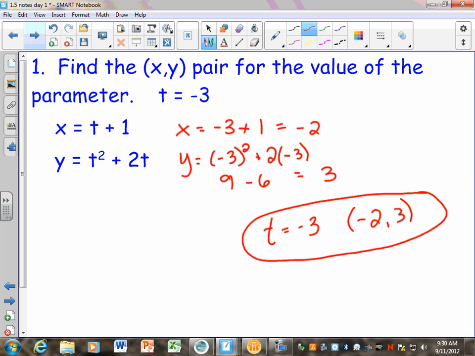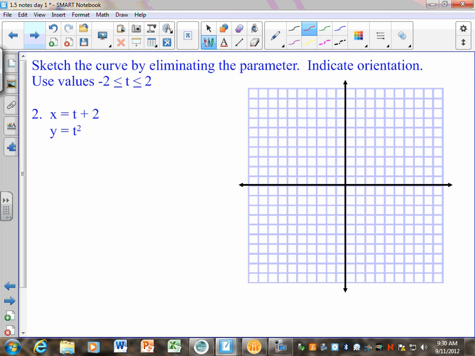We're not sketching this one, because it's just one point. We're going to sketch an entire equation in a minute. Okay, let's get to the equation sketching part. This is the majority of your homework today. It says, sketch the curve by eliminating the parameter, indicate orientation, and I'm going to show you what that means. And we're going to use the values from -2 to 2 for our t values.